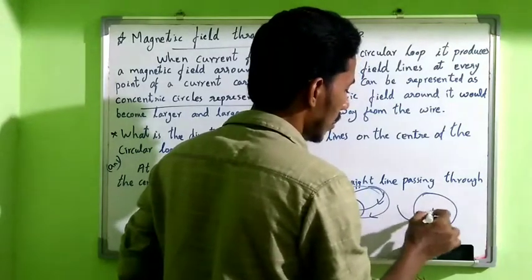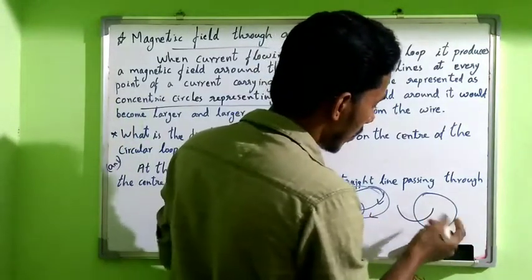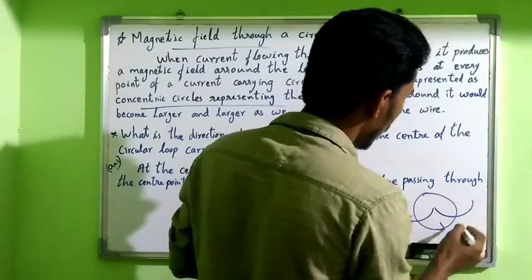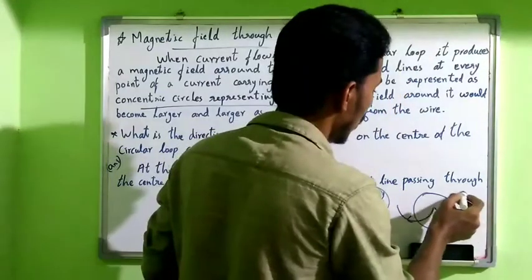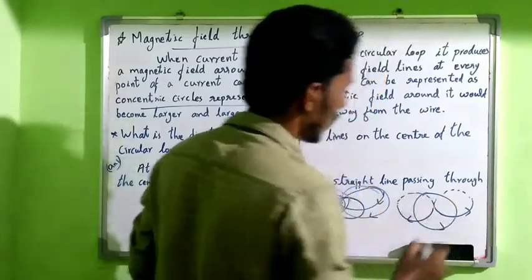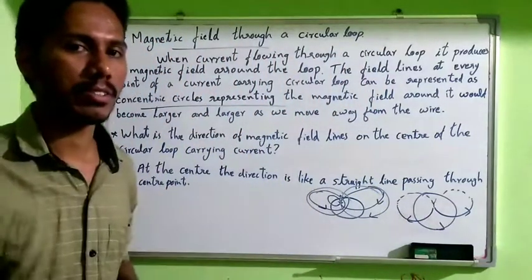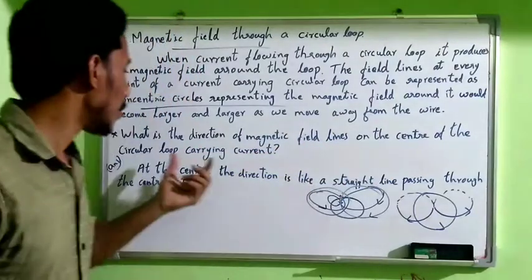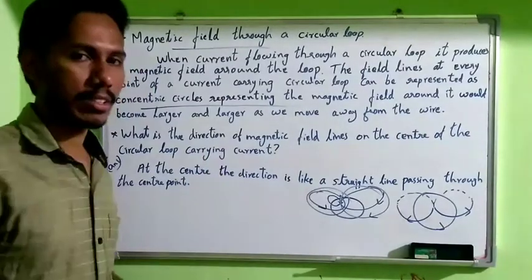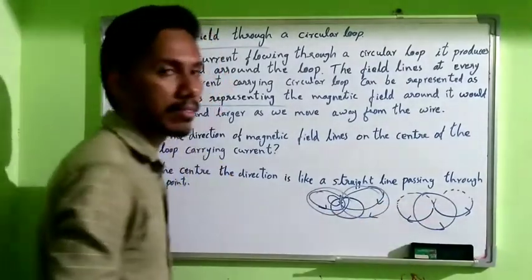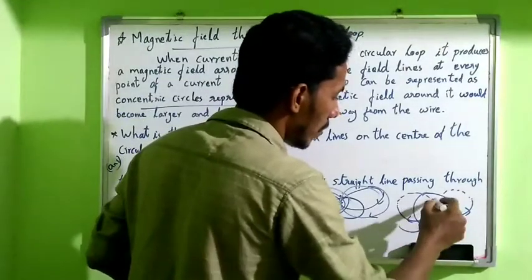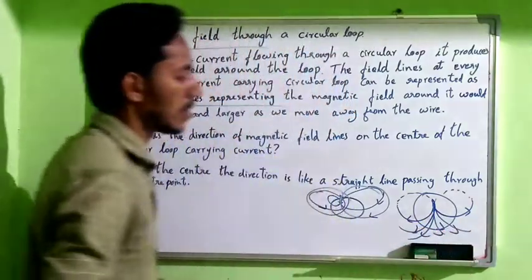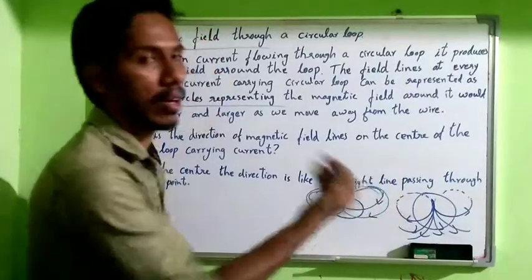At the center portion, you can find that this is the direction. In this way, this is the direction of magnetic field lines. These are magnetic field lines. What is the direction of the magnetic field lines at the center of a circular loop carrying a current? At the center portion, what happens? At the center portion, all the field lines pass in this way. So at the center portion, the direction is outward.